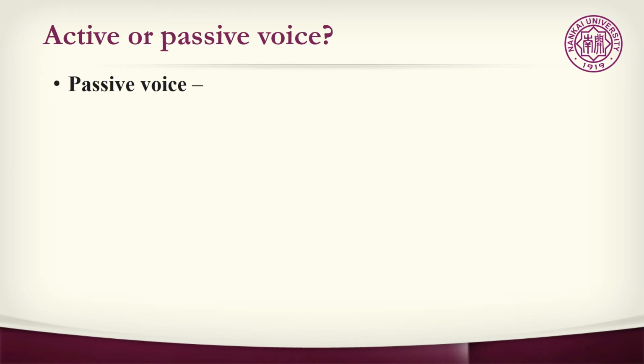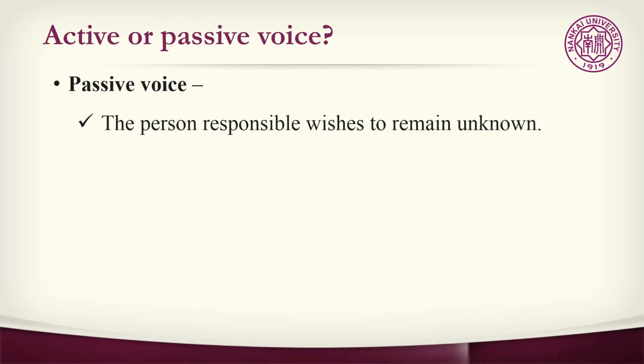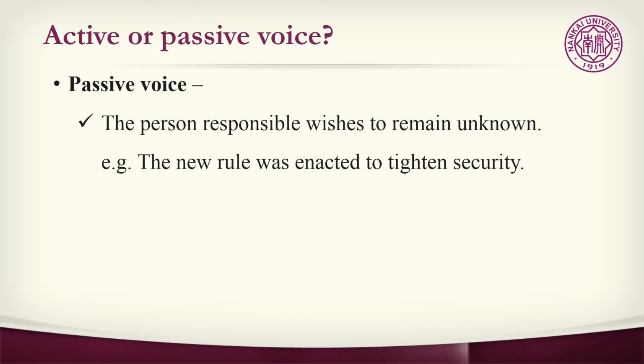But sometimes writers find using an indirect expression is rhetorically effective in a given situation, so they choose passive voice. Here are 3 common situations where passive voice is preferred. First, if the person responsible wishes to remain unknown, we prefer passive voice. For example, the new rule was enacted to tighten security. By using passive voice, the subject who performs the action can remain unmentioned.